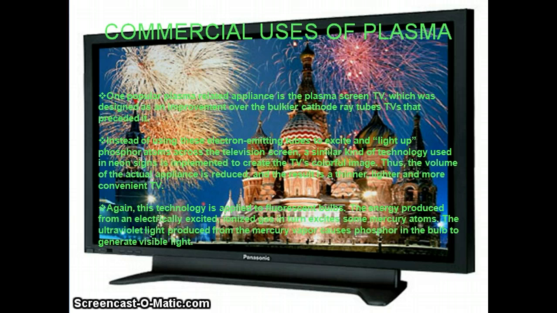Thus, the volume of the actual appliance is reduced, and the result is a thinner and lighter and more convenient TV. Again, this technology is applied to fluorescent light bulbs. The energy produced from an electrically excited ionized gas in turn excites some mercury atoms. The ultraviolet light produced from the mercury vapor causes phosphor in the bulb to generate visible light.